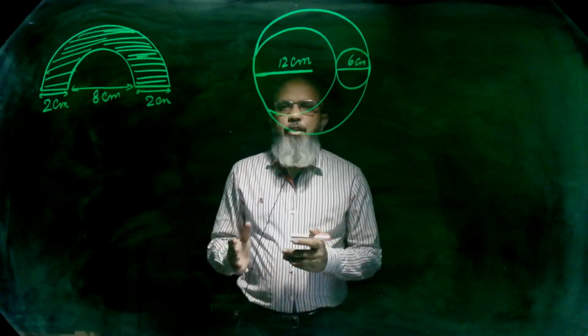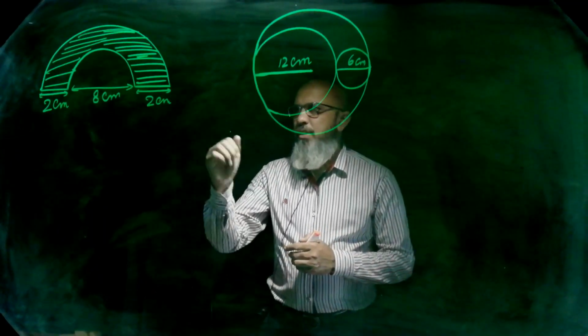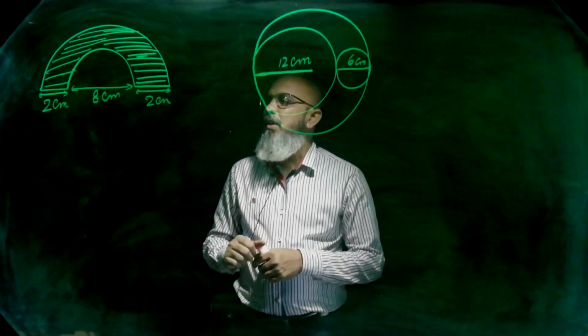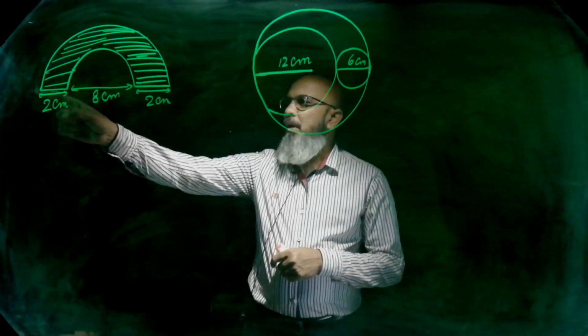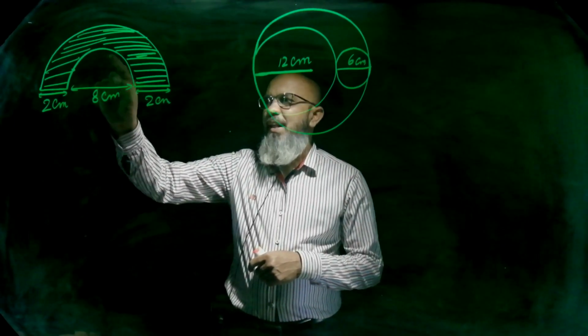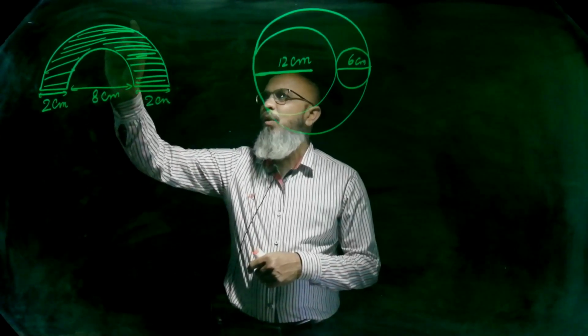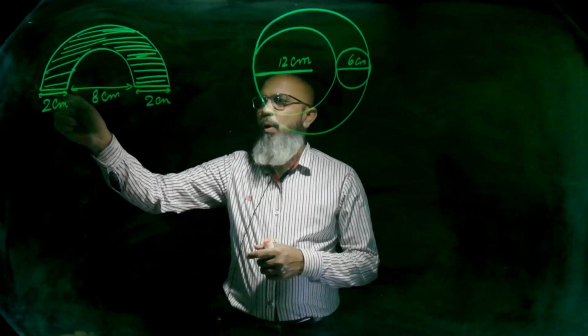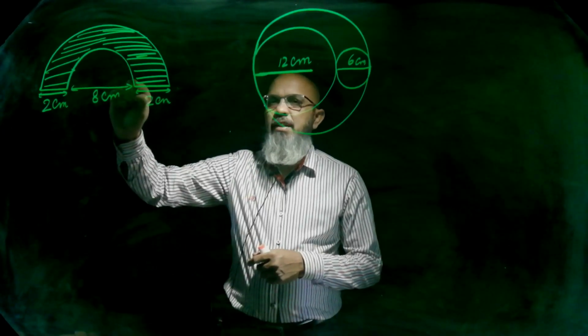So now I draw the next two questions. We will do it step by step. First we will see this question. If you look at the diagram, basically these are two semicircles. One circle is this small circle, and the other one is the bigger circle. We name the bigger circle radius r1 and the smaller circle radius r2.